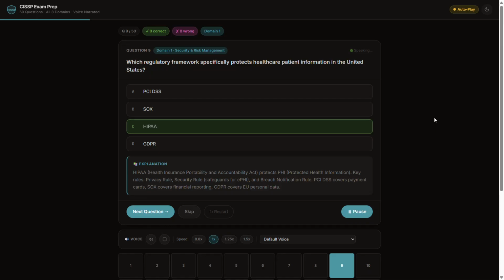Correct answer: C. HIPAA, Health Insurance Portability and Accountability Act, protects PHI, protected health information. Key rules: Privacy Rule, Security Rule, Safeguards for EPHI, and Breach Notification Rule. PCI DSS covers payment cards, SOX covers financial reporting, GDPR covers EU personal data.